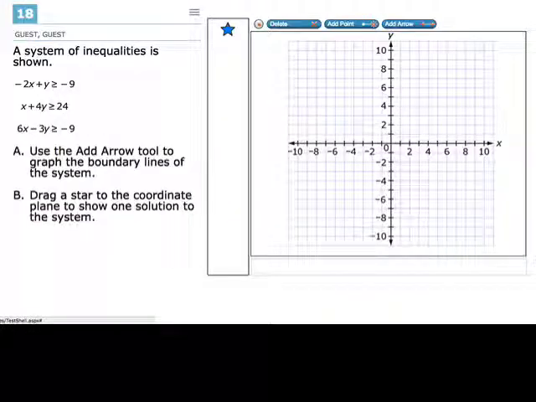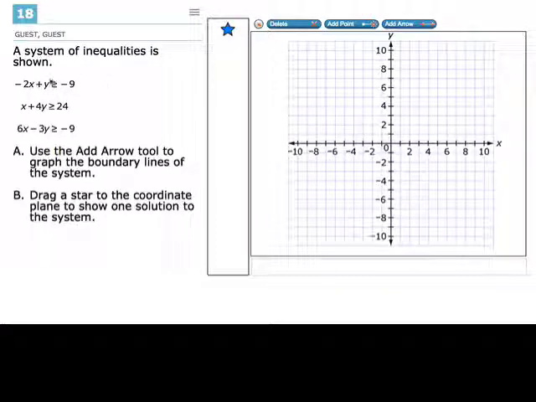A system of inequalities is shown. So there we have a whole bunch of inequalities. Use the add arrow tool to graph the boundary lines of the system. Drag a star to the coordinate plane to show one solution to the whole system. So let's see what we can graph right now.